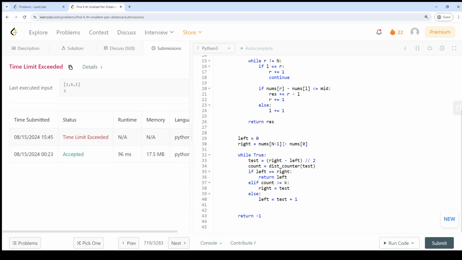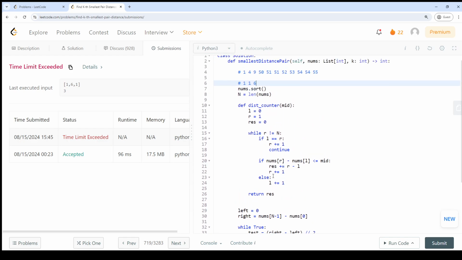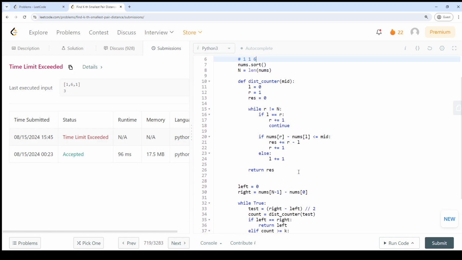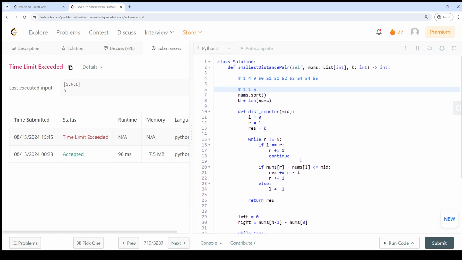Have 116, so right is equal to 5. Test is 5 minus 0, that's 5, divided by 2, that's 2. So count how many of them are less than 2. This case is not good. So how many of them are less than 2? So we have 1 less than 2, n is equal to 3.